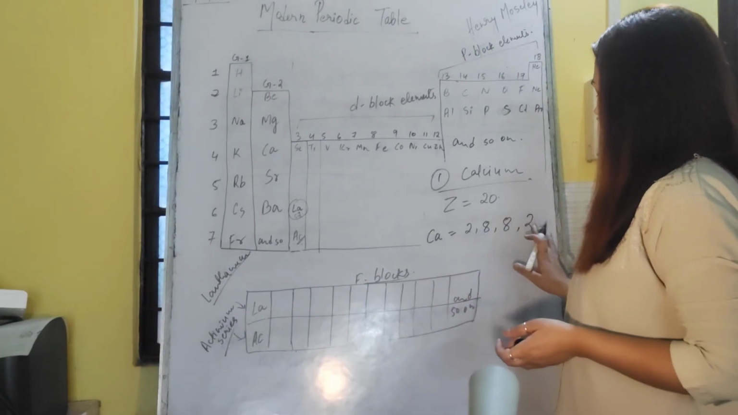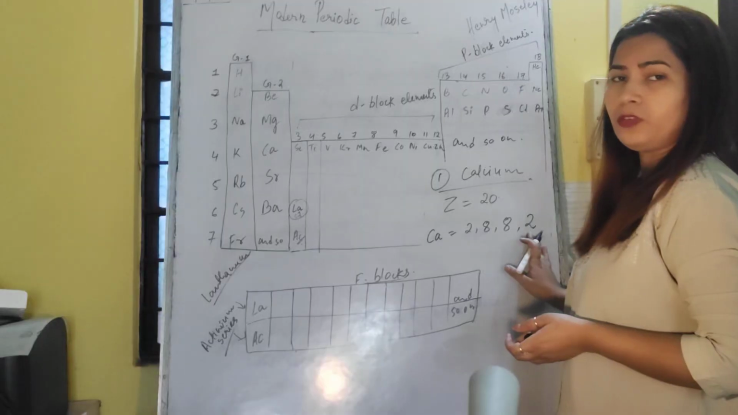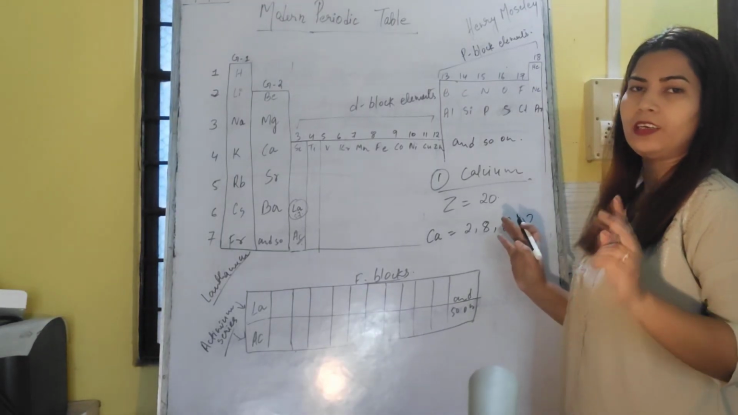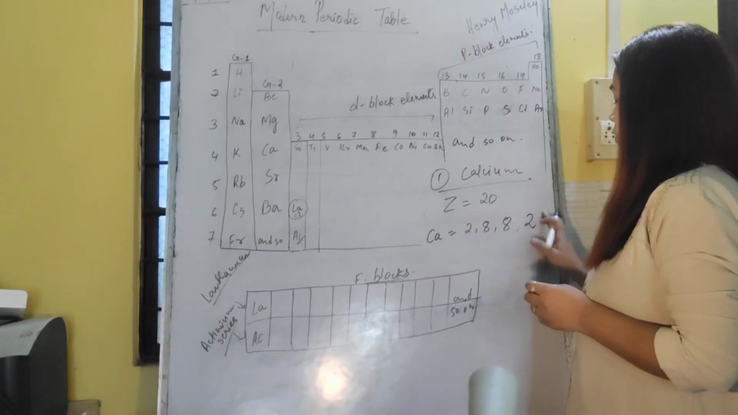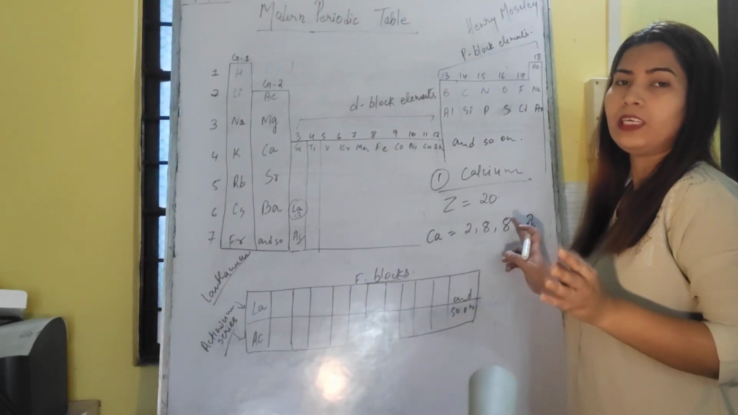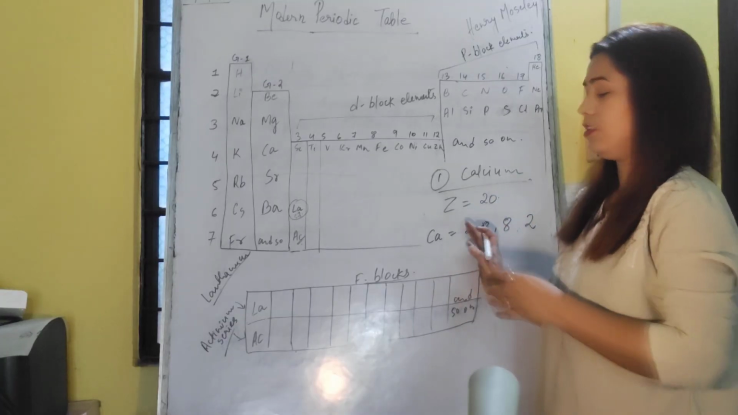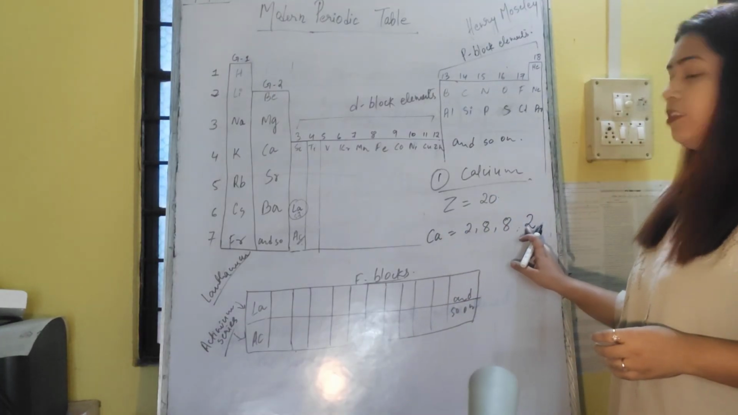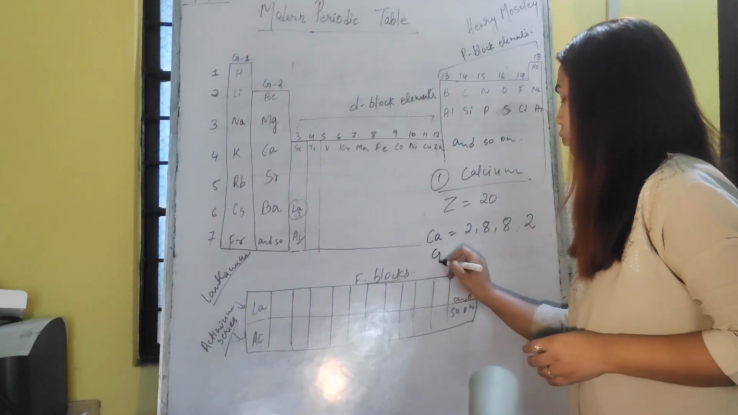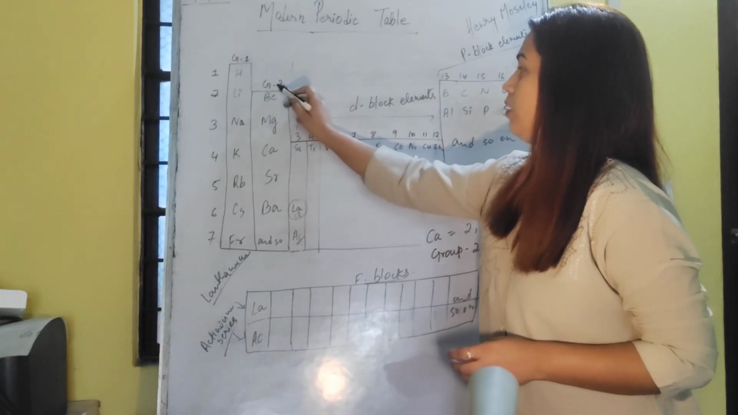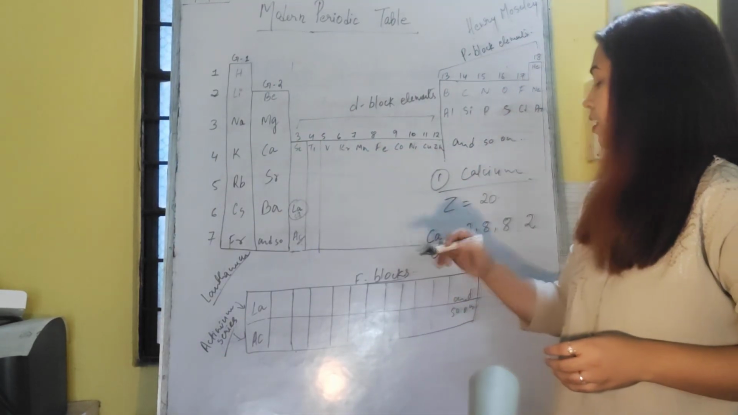Now, the outermost electrons are 2. In the outermost shell, there are 2 electrons present. So from the outermost shell, we can identify in which group the element is present. Here it is 2, that means it belongs to group 2. So we can check here that in group 2, calcium is present.